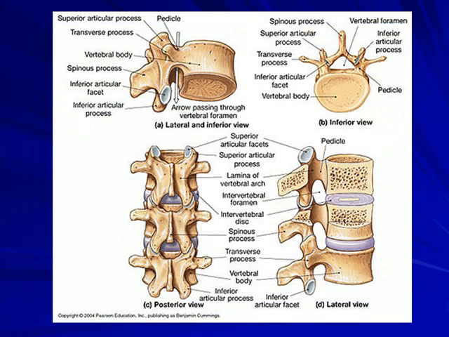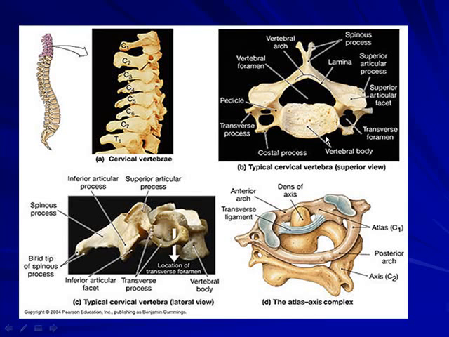You should be able to recognize the parts of the vertebrae. The vertebral body, the spinous process, the transverse processes, the vertebral foramen. You should be able to differentiate the different vertebrae that are in the body. Remember we talked about cervical vertebrae, thoracic vertebrae, lumbar vertebrae, and then the sacrum and the coccygeal bones.